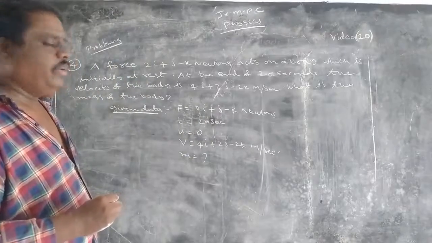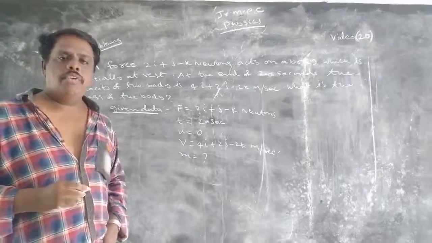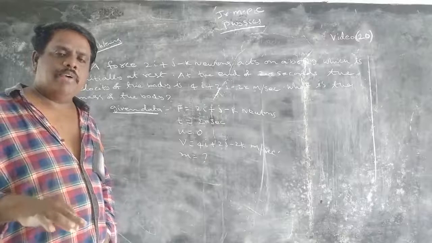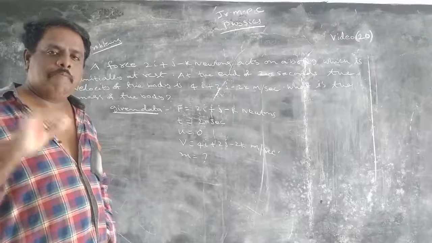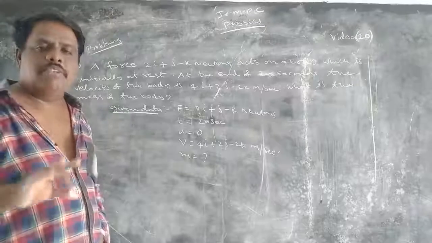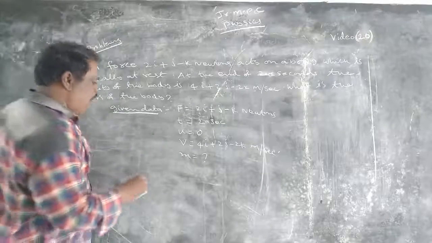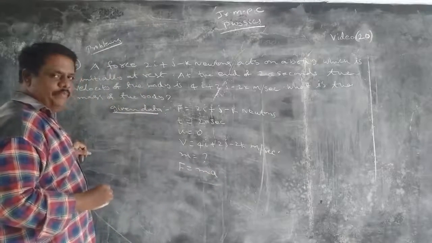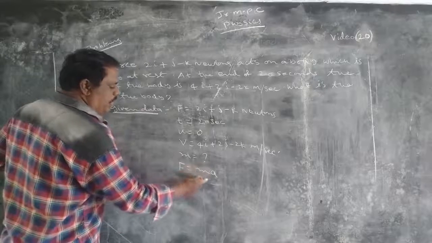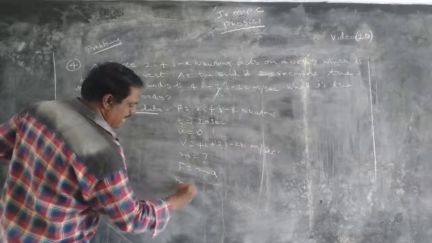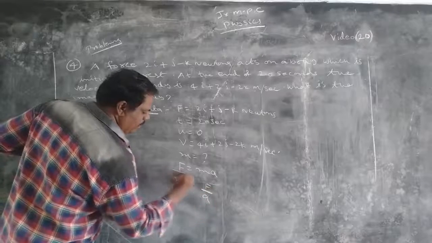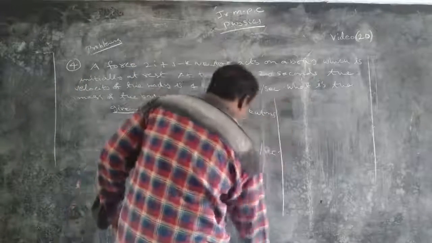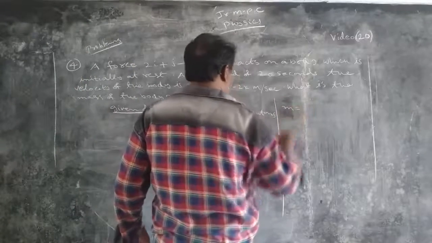So from Newton's second law, rate of change of momentum of a body is directly proportional to applied force and moves in the direction of the force. That is Newton's second law. From that, he derived F is equal to ma. We want to find out this mass. Therefore, mass m is equal to F by a.